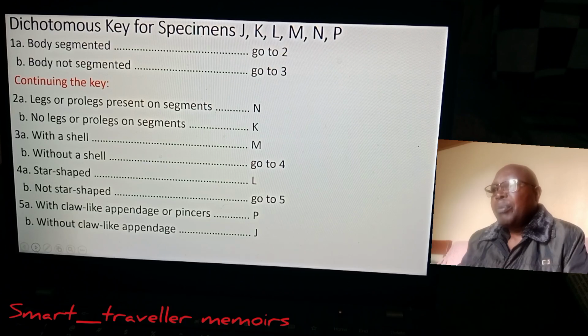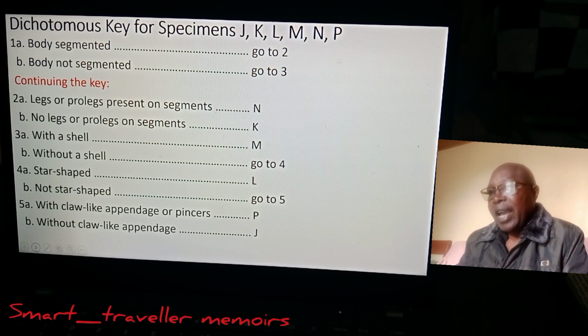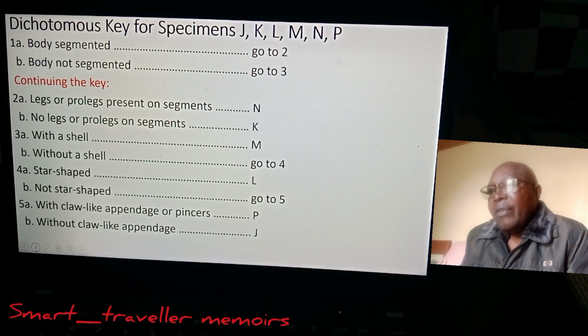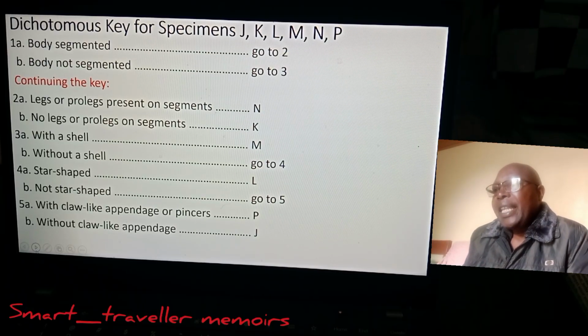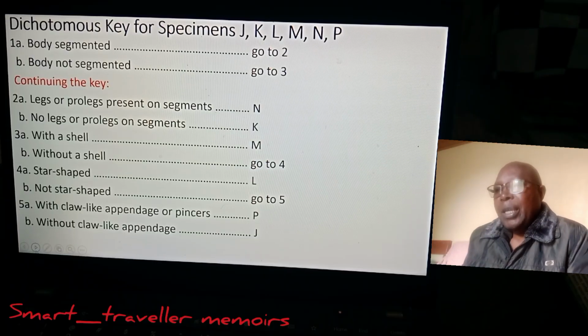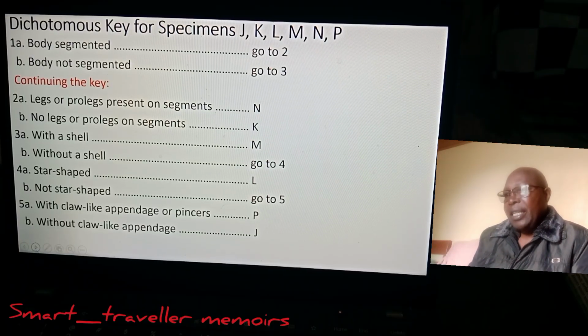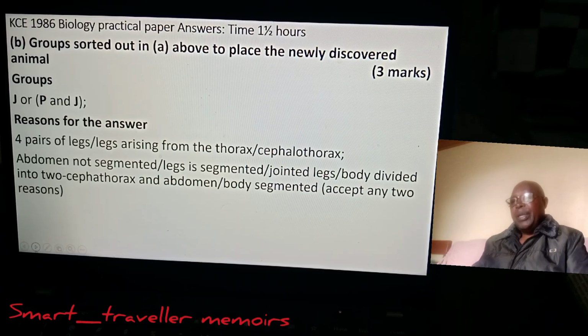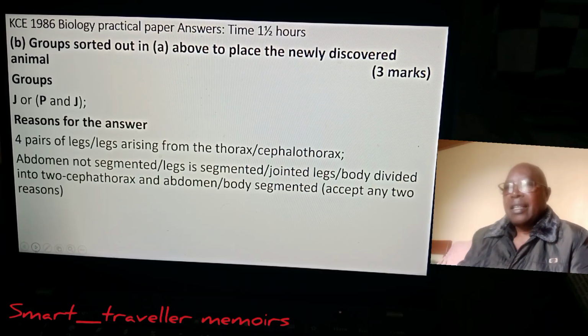4A: star-shaped, L is discovered. B: not star-shaped, you go to 5. So in 5 is where we brought a few changes, and we say 5A: with the claw-like appendage or pincers. So the claw-like appendage is an added advantage to your biology knowledge. And B: without claw-like appendage, you get J. So you identify P and J with that characteristic.